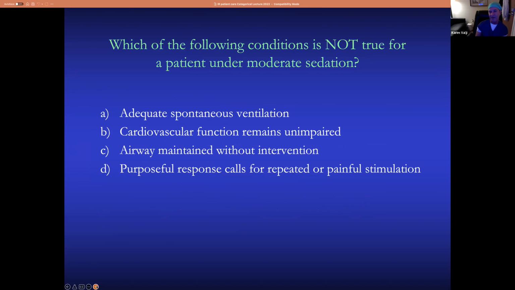So once you've done all that, you get off the phone, and the first thing you usually need to do to get the schedule is figure out how you're going to sedate the patient, because most patients need sedation for our procedures. Throughout this talk, I've got a couple of questions to keep you engaged. Here's one. Which of the following conditions is not true for a patient under moderate sedation? Adequate spontaneous ventilation, cardiovascular function remains unimpaired, airway maintained without intervention, purposeful response calls for repeated or painful stimulation. If you're giving moderate sedation, which of these is not an appropriate condition?